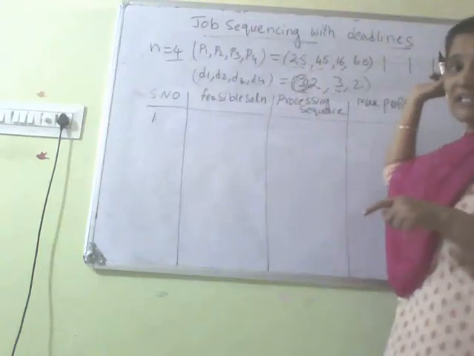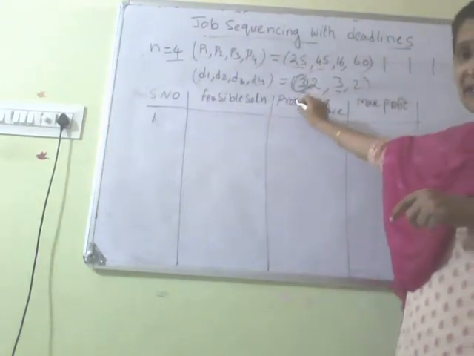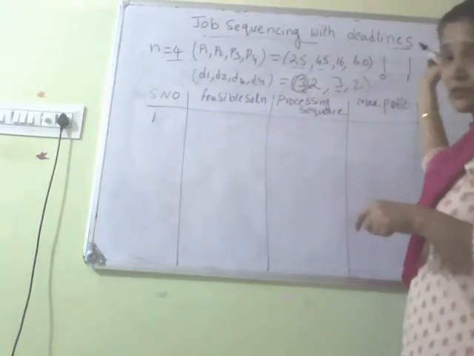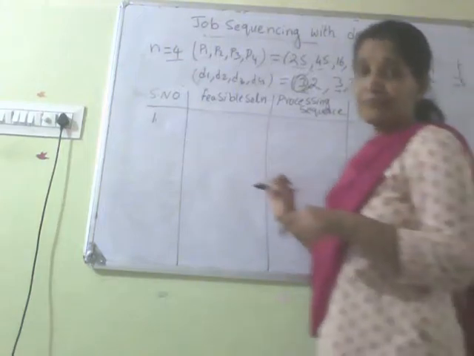We will be having 3 slots because the maximum deadline is 3 here. 0 to 1 is 1 slot. 1 to 2 is 1 slot. 2 to 3 is another slot.